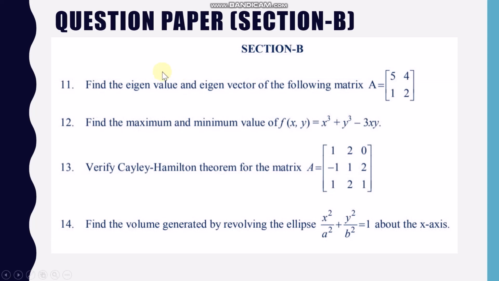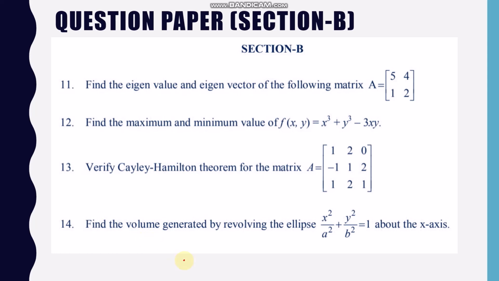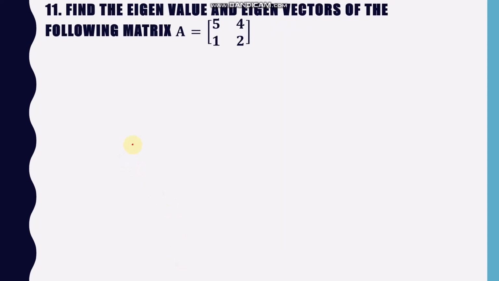So let's start with the 11th question. I will discuss all these 4 questions. So let's start with the question number 11. So question number 11, find the eigenvalue and eigenvectors of the following matrix. The matrix is given to be 5, 4, 1, 2. We have to find out its eigenvalue and eigenvector.